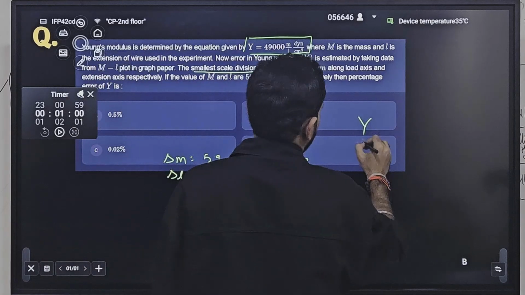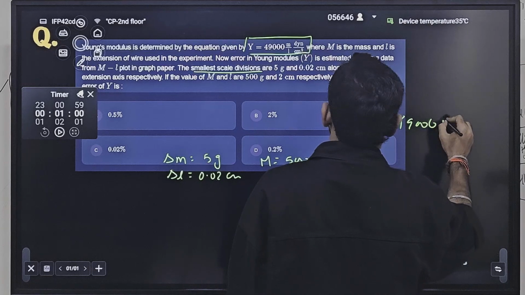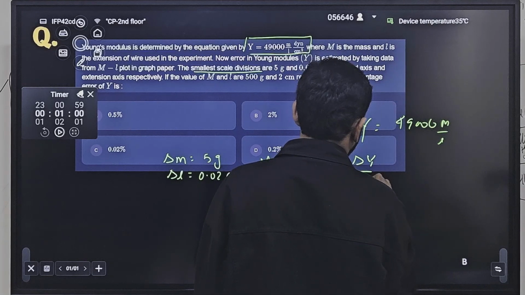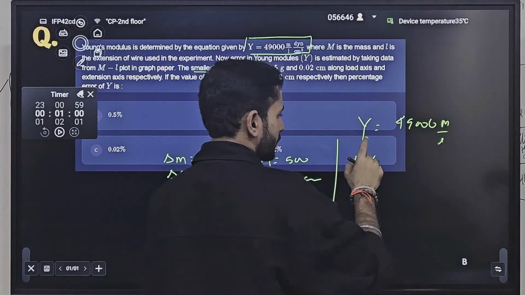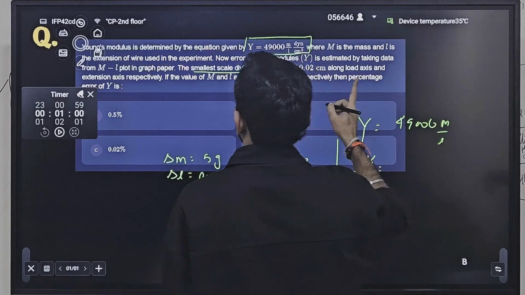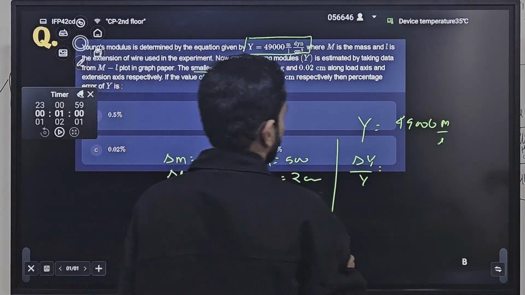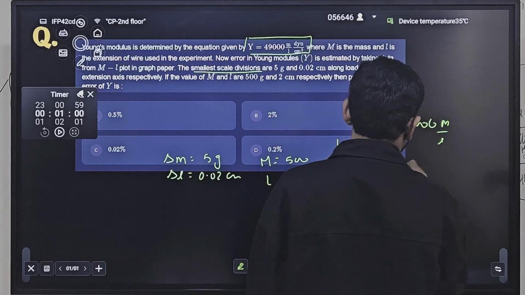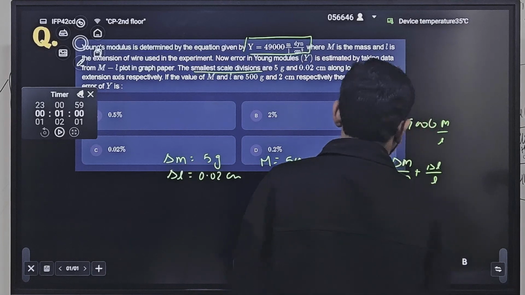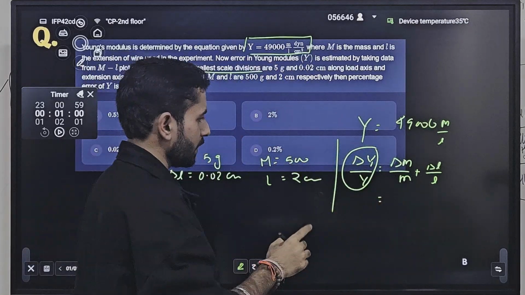Now see, if Y is equal to 4Mg L by πD² L, that is what you will write for delta Y by Y. We have studied about this already, yes or no? Where L is the extension of wire used in the experiment. So what you can write is delta M by M plus delta L by L. And what you have to calculate? Delta Y by Y into 100. So firstly calculate delta Y by Y.